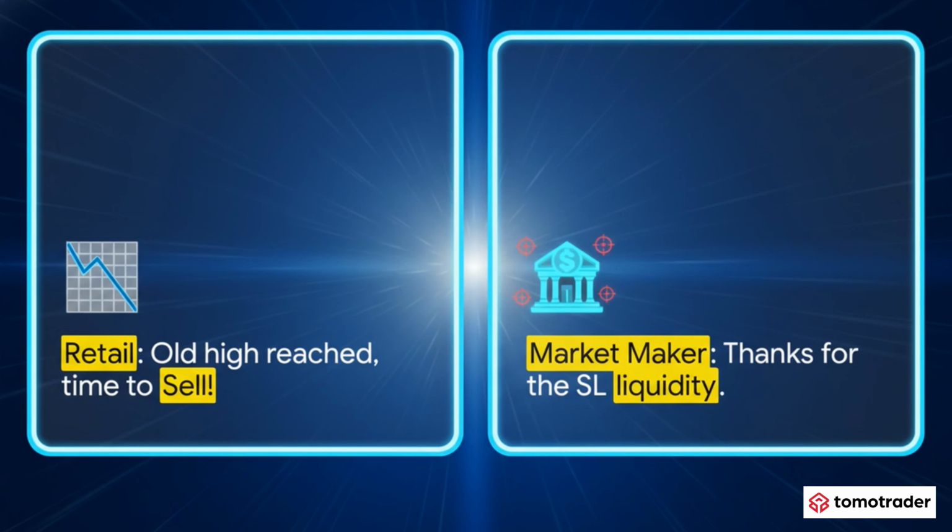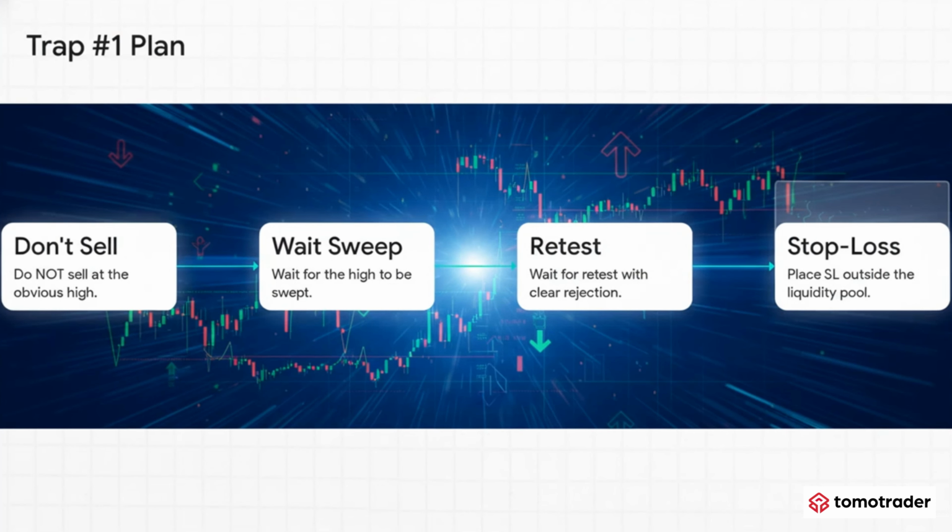Now, the psychology behind this move is brilliant, but honestly, it's ruthless. The retail trader looks at that old high and immediately thinks, oh, time to sell, and they smack their stop loss just above it. But the market maker, they know exactly where that giant pool of liquidity is sitting, so they push the price up just enough to trigger those stops, grab the liquidity, and then aggressively drop the price in the original direction. So how do we actually trade this using pure price action?